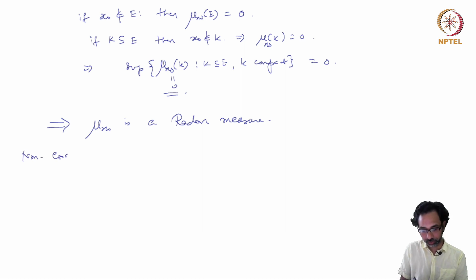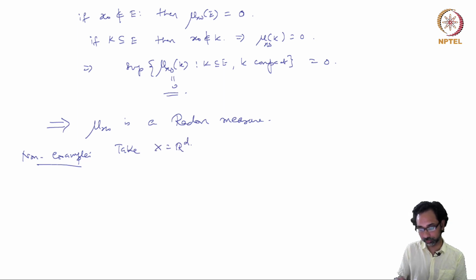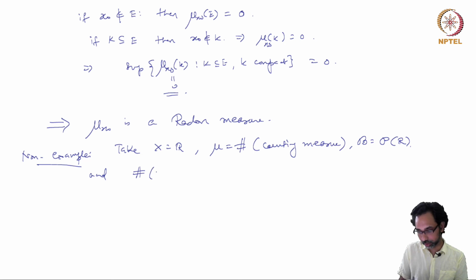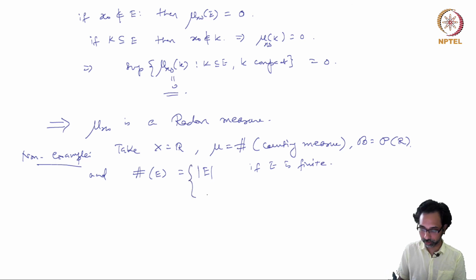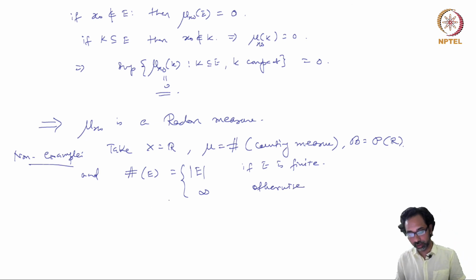Now let's see a non-example, an example of a measure which is not a Radon measure. So we can take X as R^d, even just R, and mu to be the counting measure. So what is the counting measure? This is defined on all subsets of R, and the counting measure of a set E is just the cardinality of E if E is finite, and infinity otherwise. So if E is not finite, it is infinite, and so the cardinality we set to be infinity.